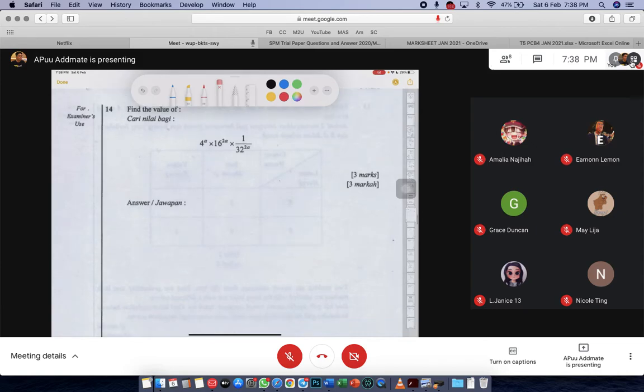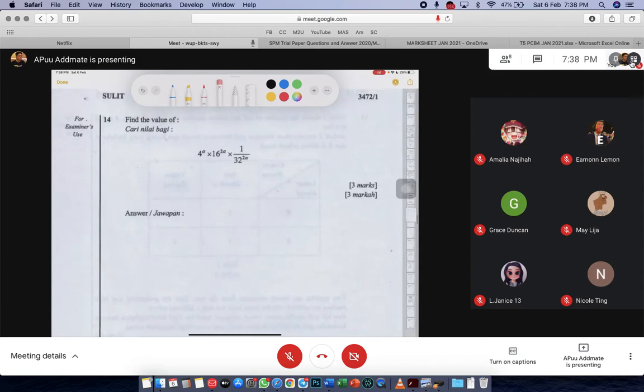You want to find the value of 4 to the power alpha, times 16 to the power of 2 alpha, times 1 over 32 to the power of 2 alpha. Right. So, what is the value here? You might want to see whether there is the same base. What is the common base that you can change to? So, over here you have 4, you have 16, you have 32.